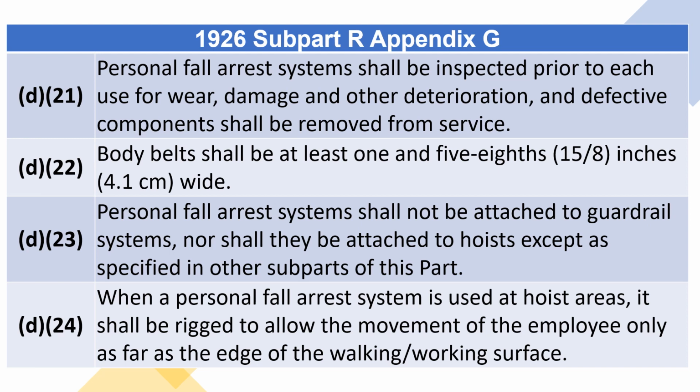D22. Body belts shall be at least 1 5/8 inches (4.1 centimeters) wide. D23. Personal fall arrest systems shall not be attached to guardrail systems, nor shall they be attached to hoists except as specified in other subparts of this part. D24. When a personal fall arrest system is used at hoist areas, it shall be rigged to allow the movement of the employee only as far as the edge of the walking/working surface.